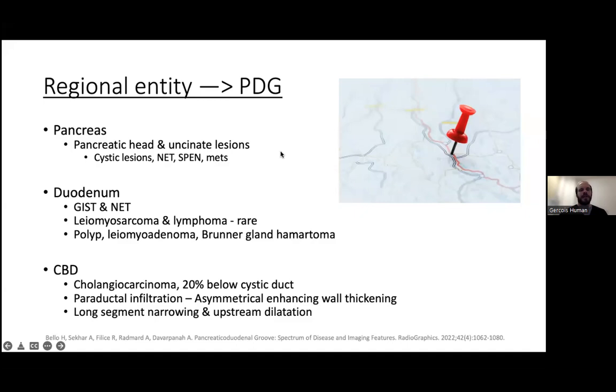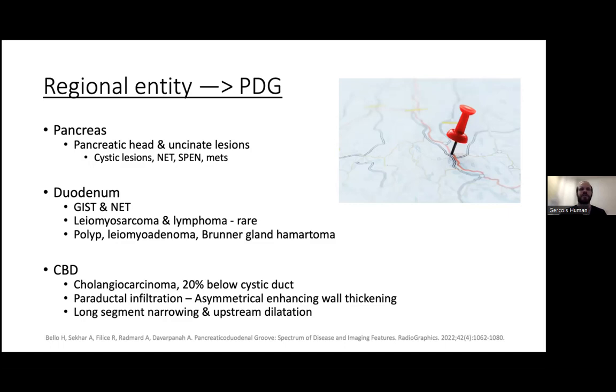Lastly, one should think about the regional structures surrounding the pancreatic duodenal groove, the larger organs, if one can put it that way. Large lesions of the pancreatic head and uncinate process can extend into the groove. So one needs to know the characteristics of the cystic lesions of the pancreas: cysts, cystadenomas, IPMNs, those class. Also neuroendocrine tumors, SPENs, and then very rarely pancreatic mets to the pancreatic head.